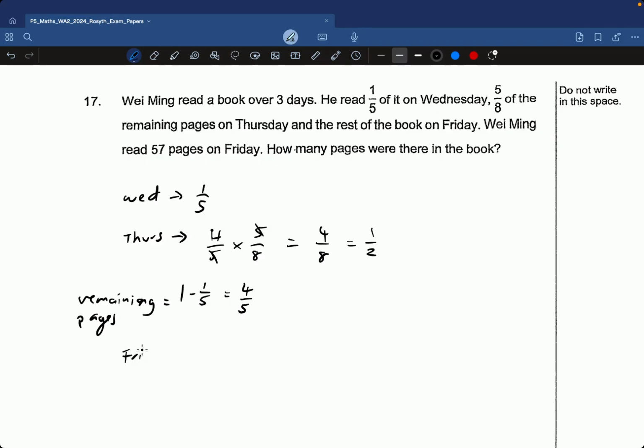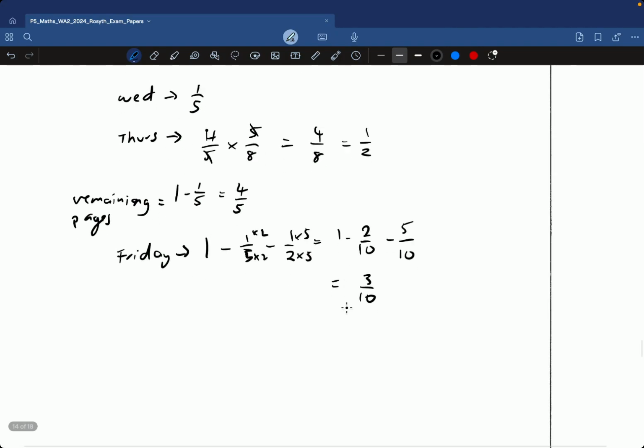Lastly, on Friday, basically the whole book, 1, minus 1 over 5 on Wednesday, 1 over 5, and half on Thursday. So we need to get the common multiple. So it's basically 10, right? So times 2, times 2, times 5, times 5. So 1 minus 2 out of 10 minus 5 out of 10. And this will give us 3 out of 10. So Friday he read 3 out of 10 of the book.